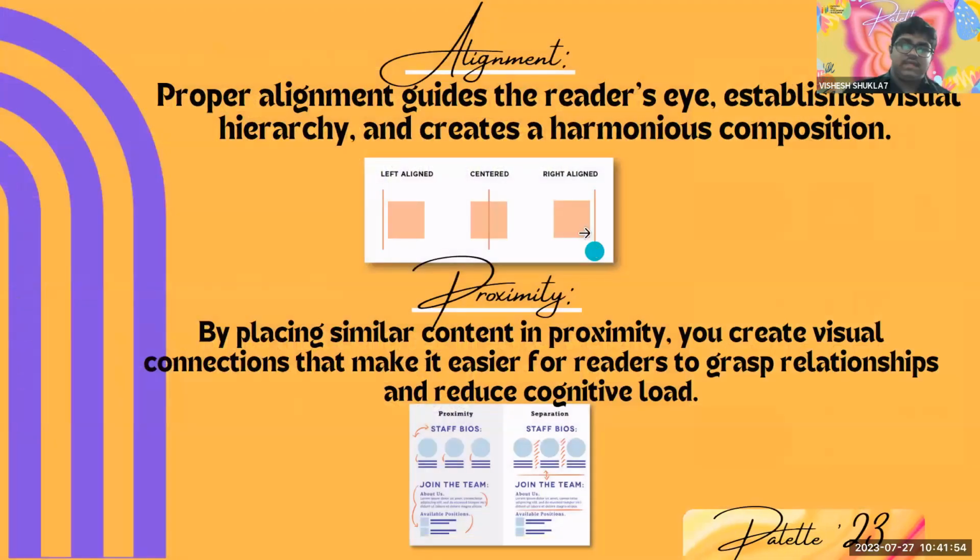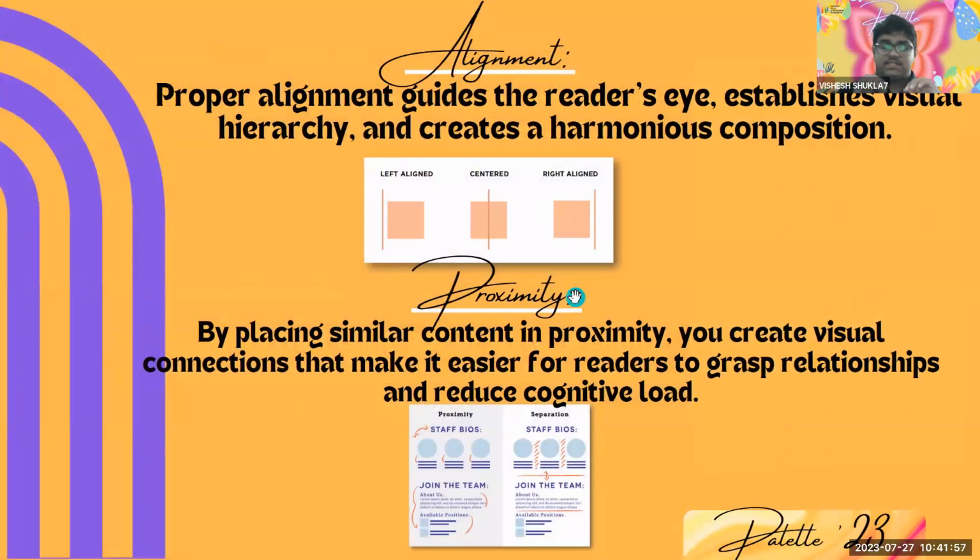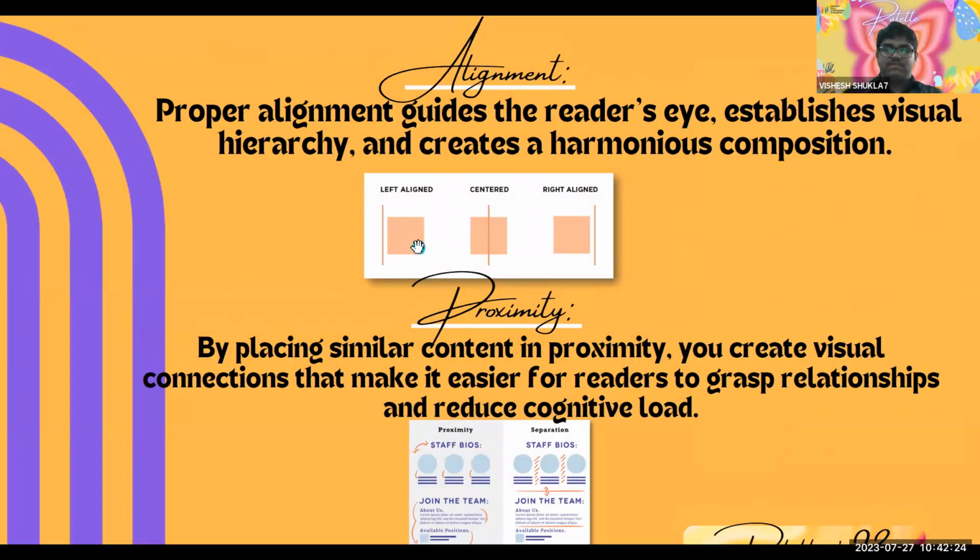Then there are the other two key design elements, which are alignment and proximity. So what is alignment? Alignment is really important when you're considering graphic designing. Basically, a proper alignment can guide the reader's eye, or the audience, to establish a visual hierarchy and create a harmonious composition.